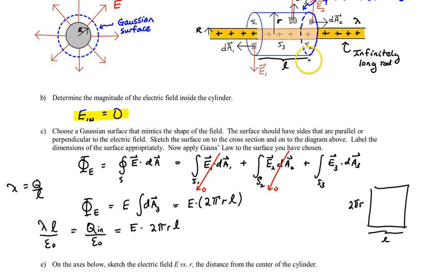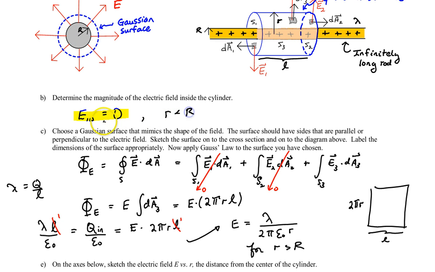And you'll see the length of our cylindrical Gaussian surface, L, will cancel out. Now remember that this r here represents the radius of our Gaussian surface. So that's that point r where we're trying to find the electric field. Rearranging for our electric field, we find that E equals lambda all over 2 pi epsilon naught times r. And this is for r greater than the radius of this wire.